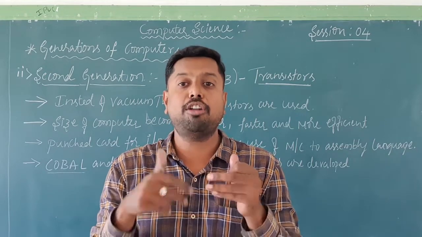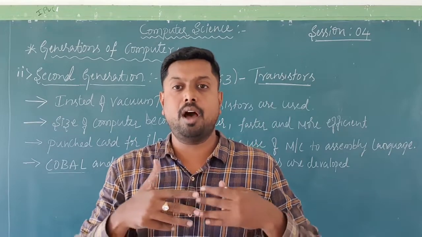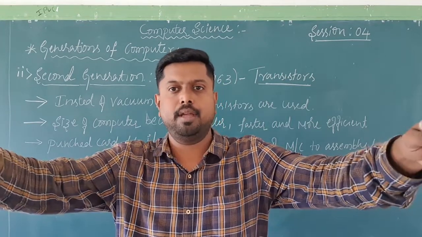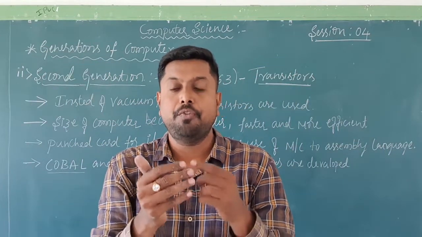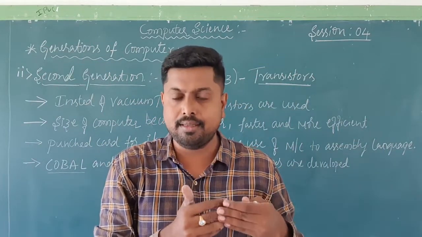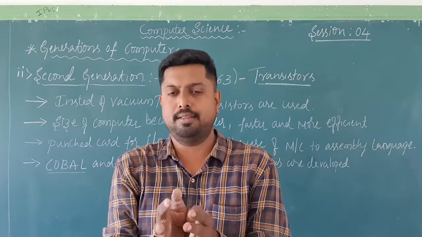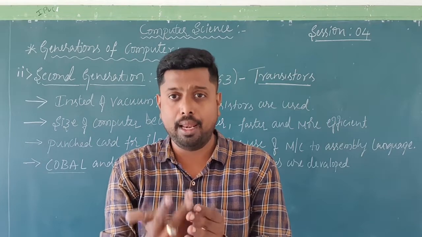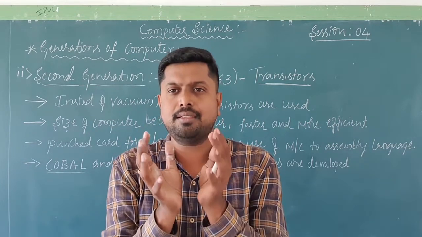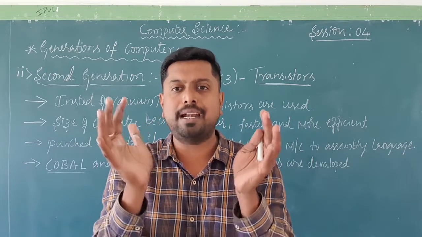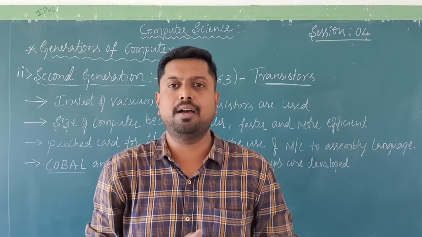Vacuum tubes are larger in size. Physically, they are around one room in size. Vacuum tube computers include ENIAC and EDVAC. But when we compare transistors with vacuum tubes, transistors are very small in size, more reliable, very fast, and convenient. So the transistor size is much reduced compared to the vacuum tube. These are some properties of transistors.